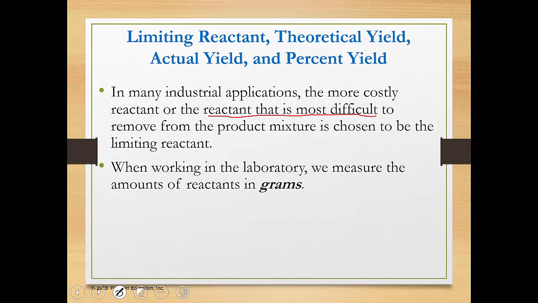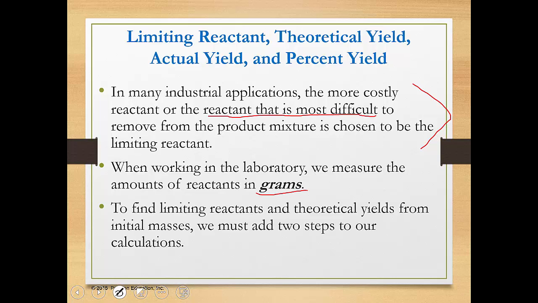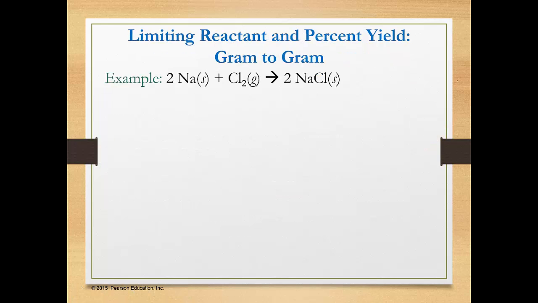So choosing which one to use as your limiting reactant is based on very practical applications. In the previous example, we looked at finding theoretical yield based on number of moles, but again, we don't measure moles, we measure grams. So we have to add a couple of extra steps. It's the same basic process, we just have to throw those molar masses in there to get to the moles. Let's look at an example of making table salt.